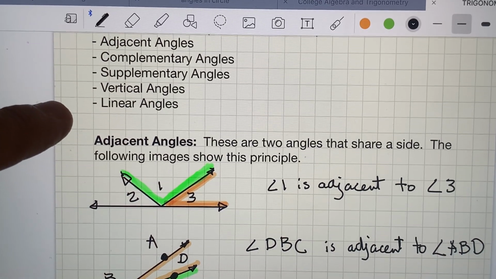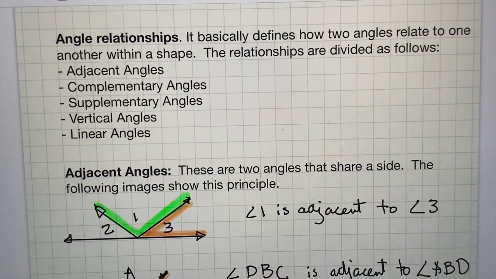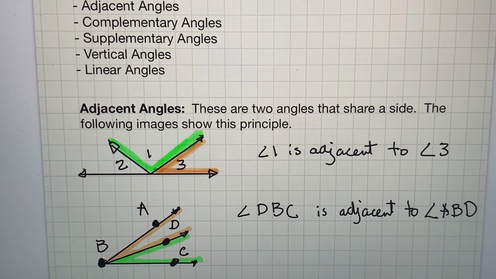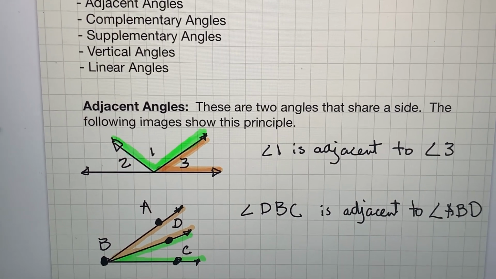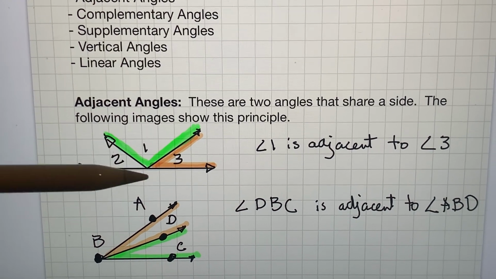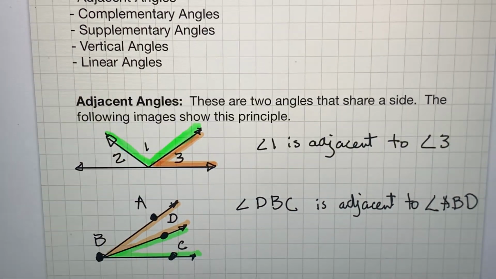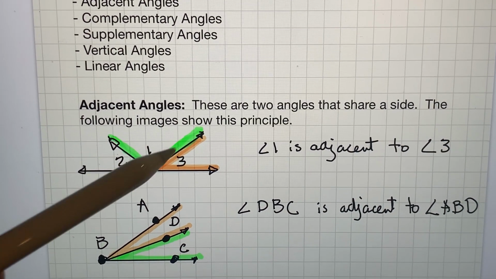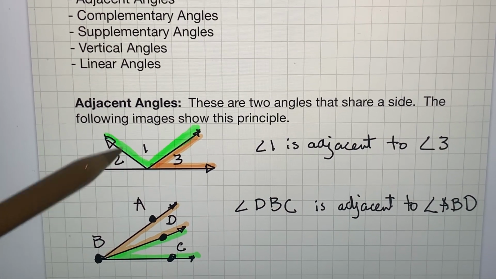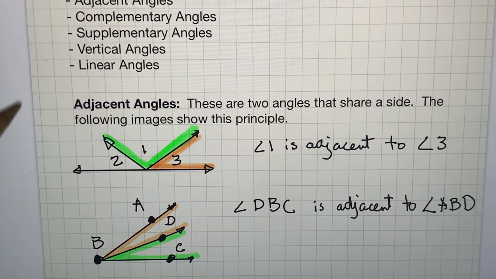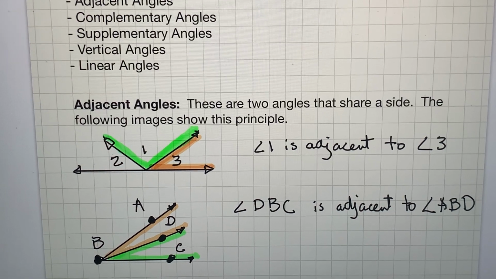The adjacent angles are basically angles that share a side. For example, here angle 1 is sharing a side with angle 3, so 1 is adjacent to 3. But you can also see that angle 1 is sharing a side with 2, so 1 is also adjacent to 2. However, 2 and 3 are not adjacent because they do not share a side.